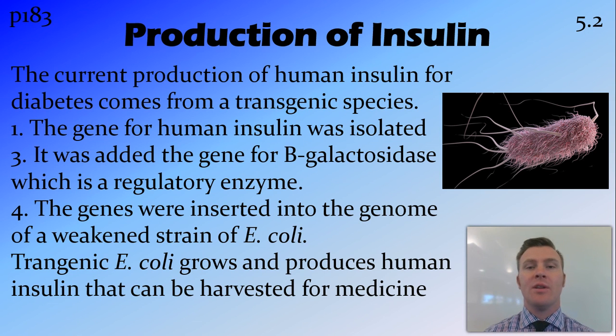Prior to the creation of the transgenic E. coli, we harvested insulin from pigs, so diabetics would have to actually inject pig insulin, which is fairly similar but a little bit different to human insulin. So some people did have problems with this. So this is a much better way to harvest that insulin.